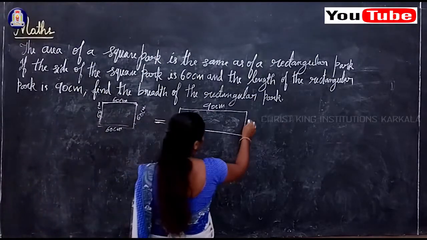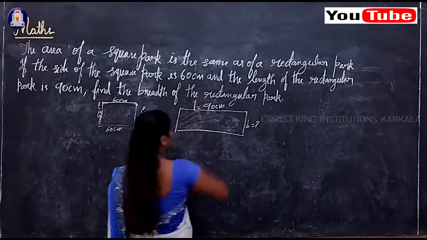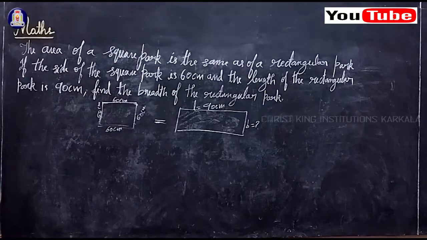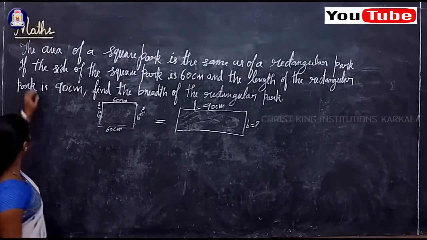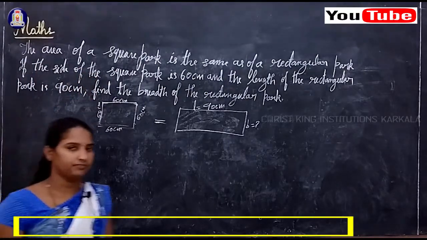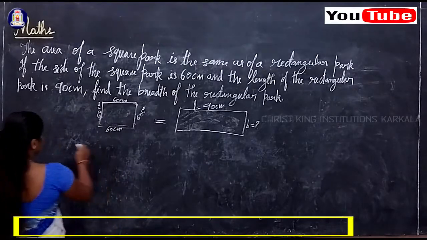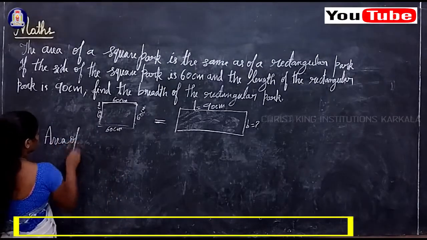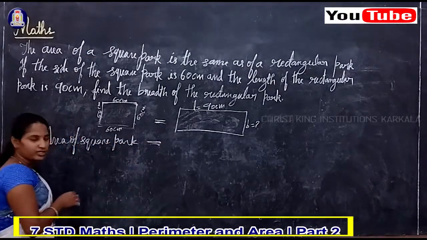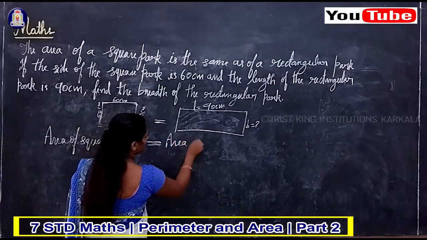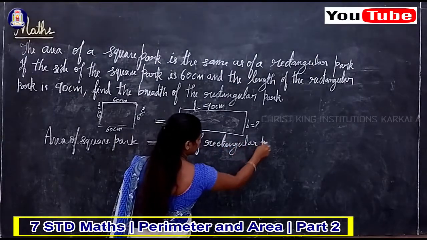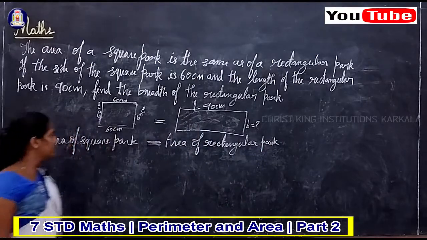But we don't know what is the breadth of the rectangular park. Length is given, breadth is not given. So we have to find the breadth of the rectangular park. So now see, in the question it is mentioned the area of the square park is the same as the rectangular park. So that means we can write, area of a square park is equal to area of a rectangular park.